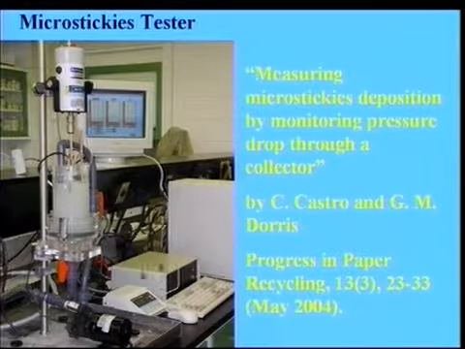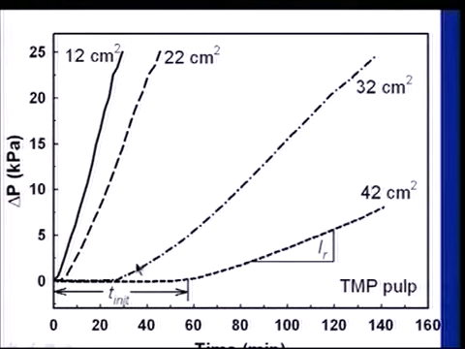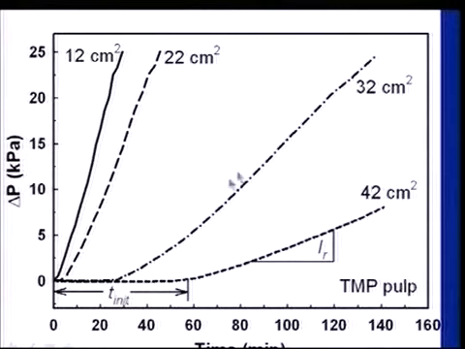Here is a picture of the setup. This paper was published in May 2004, and here we see an example of how the pressure drop varies with time as more and more stickies are deposited on the wire. And the slope of this curve or straight line is related to the amount of stickies depositing on the wire.